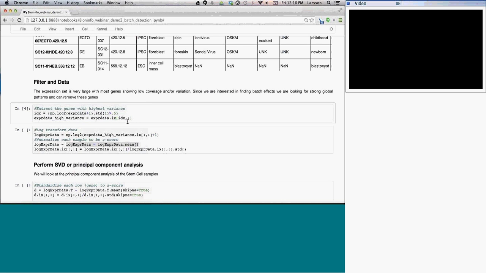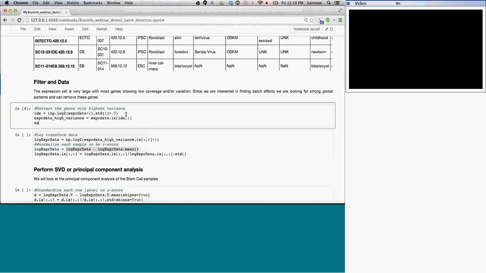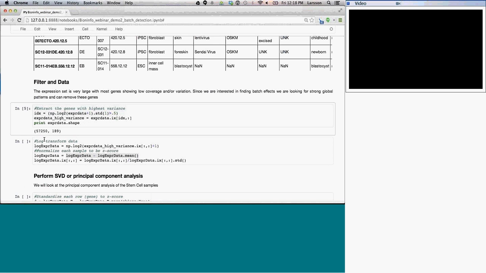At the end of here, we can actually look at the expression data and print the shape, which is the size of it. We can see that it was 57,250, and it changes to expression data, high variance, reduced to 12,700 genes by 189 different samples.